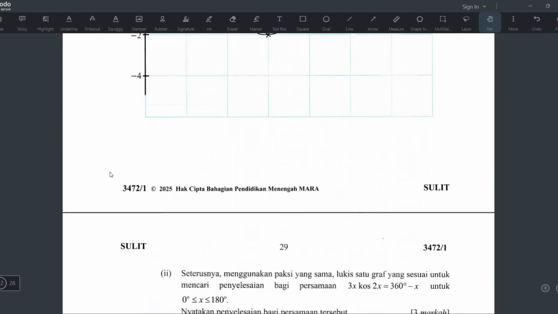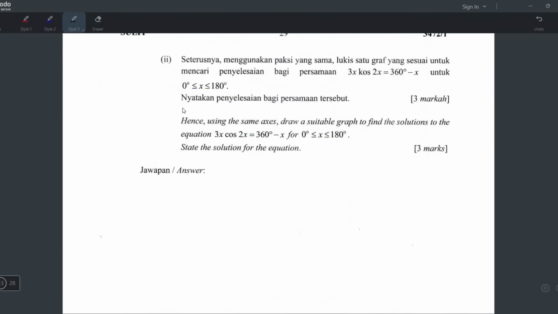Okay, done. What's next? Oh, there's more. Number 2, hence using the same axis, draw a suitable graph to find the solution to this equation for 0 to 180, state the solution. Okay, this is very different from what they usually ask. Usually they will ask to draw a suitable straight line, and also they will ask you to state the number of solutions, not the solution. So if they want you to draw a suitable straight line, then you draw a straight line.